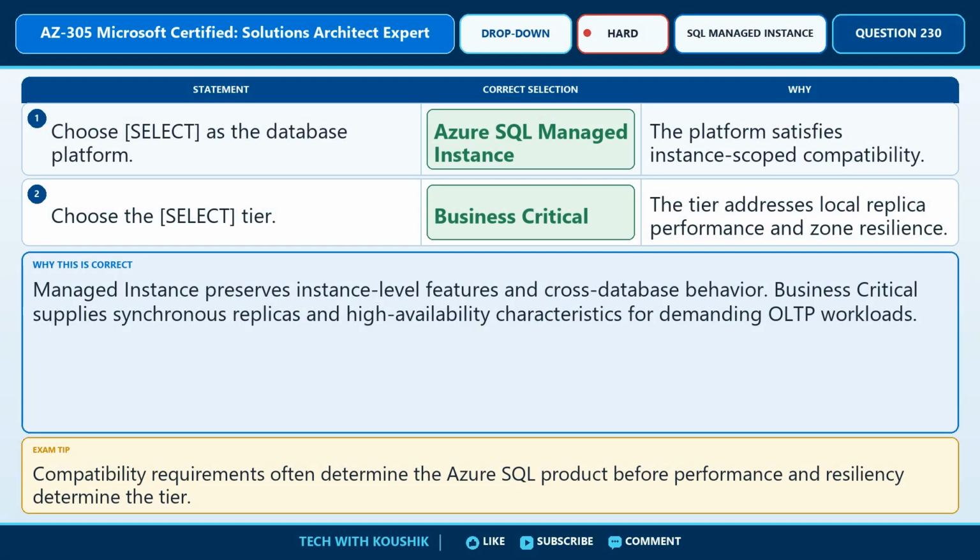The correct value for statement 1 is Azure SQL Managed Instance. The platform satisfies instance scoped compatibility. The correct value for statement 2 is business critical. The tier addresses local replica performance and zone resilience. Keep this examination point in mind. Compatibility requirements often determine the Azure SQL product before performance and resiliency determine the tier.